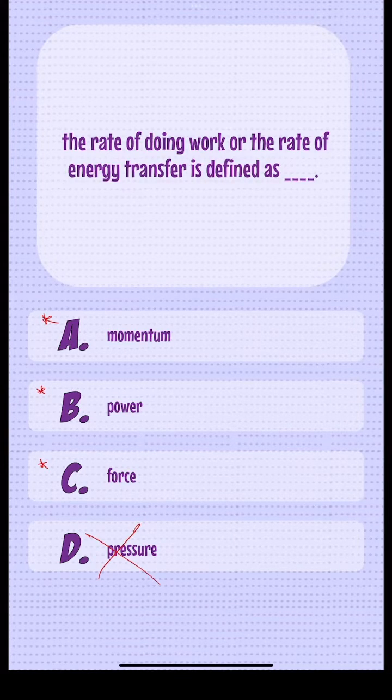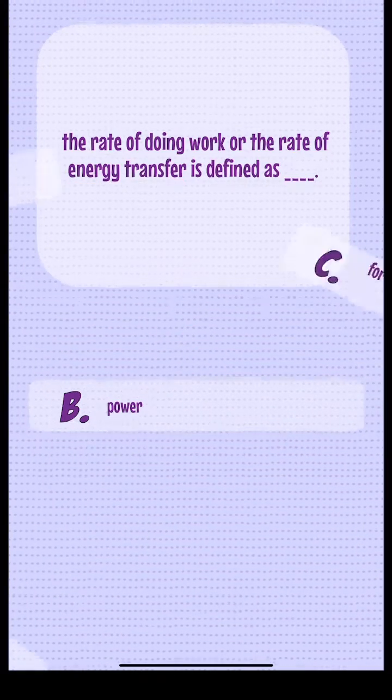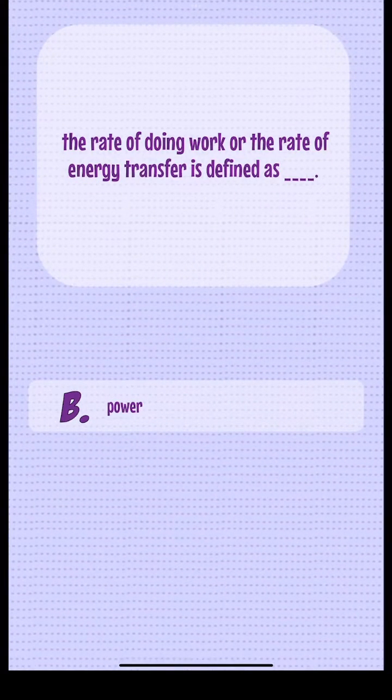Rate of energy transfer. We did write this in the notes earlier. Someone else with B. Yeah, most people are saying B. B is the correct answer. Power. That's the definition of power: the rate of energy transfer or the rate of work done.